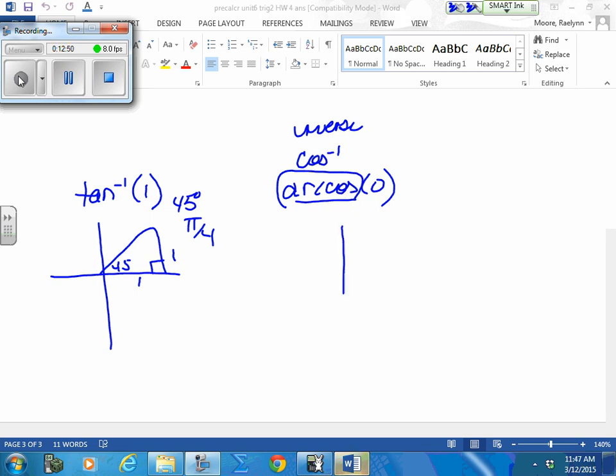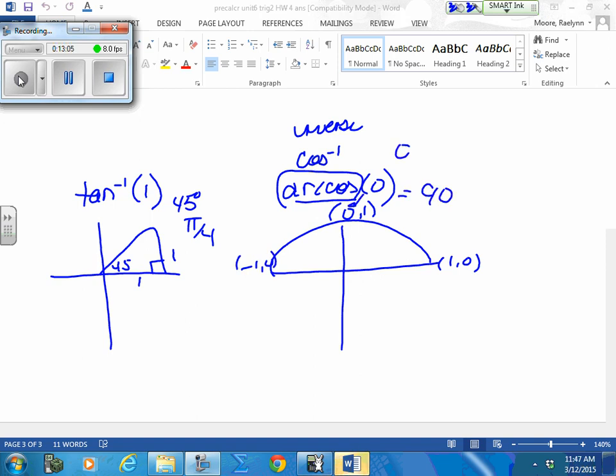Where is cosine restricted to? What quadrants? 1 and 2. It's got to be one of my quadrantal angles because it's a 0 or a 1. And where is it? 90. And doesn't that fall between, on my number line, between 0 and 180? Yeah. Got to fall between your restricted domain.